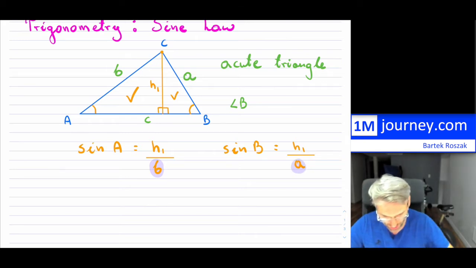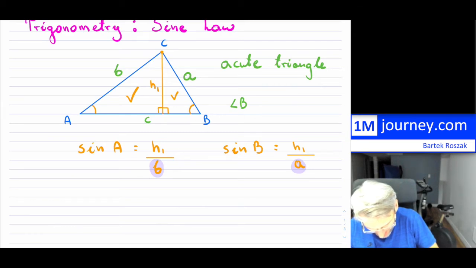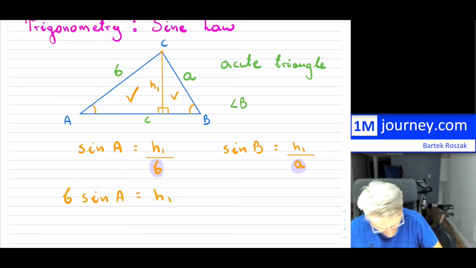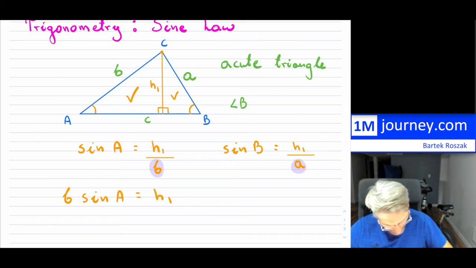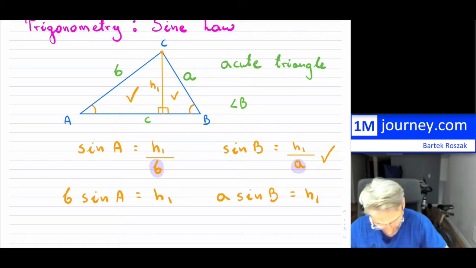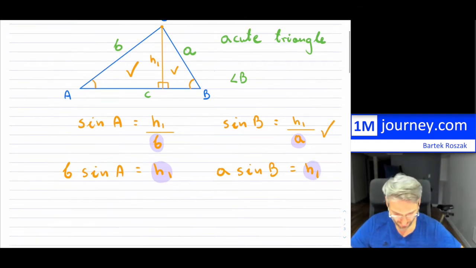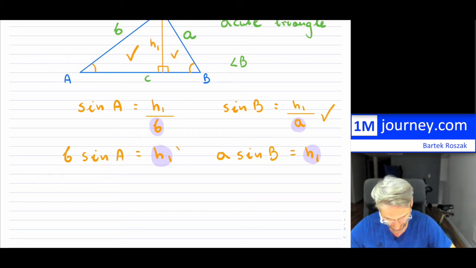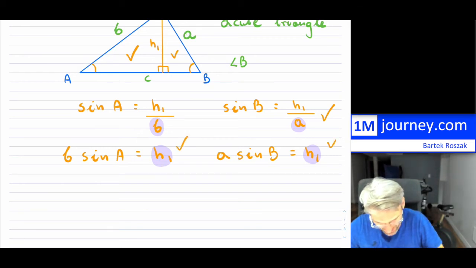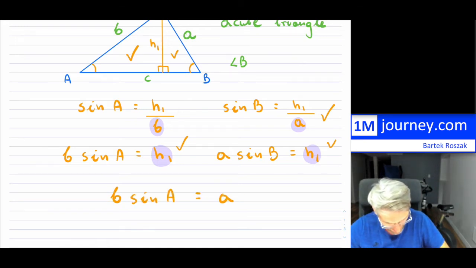Now, just by a little bit of manipulation, notice this B and this A, I'm going to shift over to the opposite side. What I'm going to get is B multiplied by sine of A is equal to that height. But I also know from right here that A multiplied by the sine of B is equal to H1. Both of these are equal. So if I set these two things equal to each other, I have B sine of the angle A is equal to A multiplied by sine of the angle B.